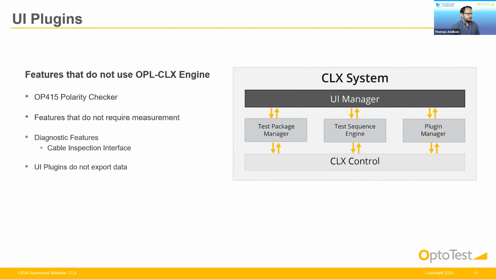These are things like our OP415 polarity checker. This is the first user interface plugin we made. It will interface with our OP415, which is a polarity checker. Basically what it does is it creates a new box in the software that allows you to check for polarity before testing. So you can interface with this, check polarity, and then continue testing.